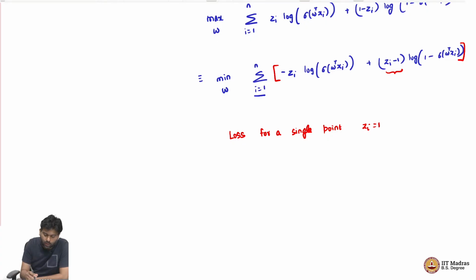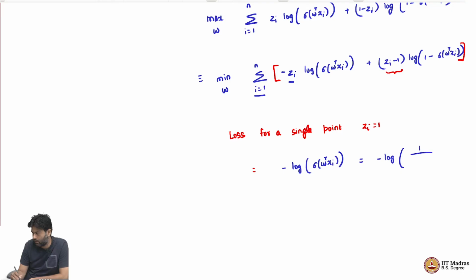So that does not contribute. This guy is 1, which means that this value is just minus log of, let me write this in the same color, minus log of sigma of W transpose Xi. Because this is 1, this is the contribution, which is just minus log of sigma of W transpose Xi, which is 1 plus e power minus W transpose Xi, which is log of 1 plus e power minus W transpose Xi.